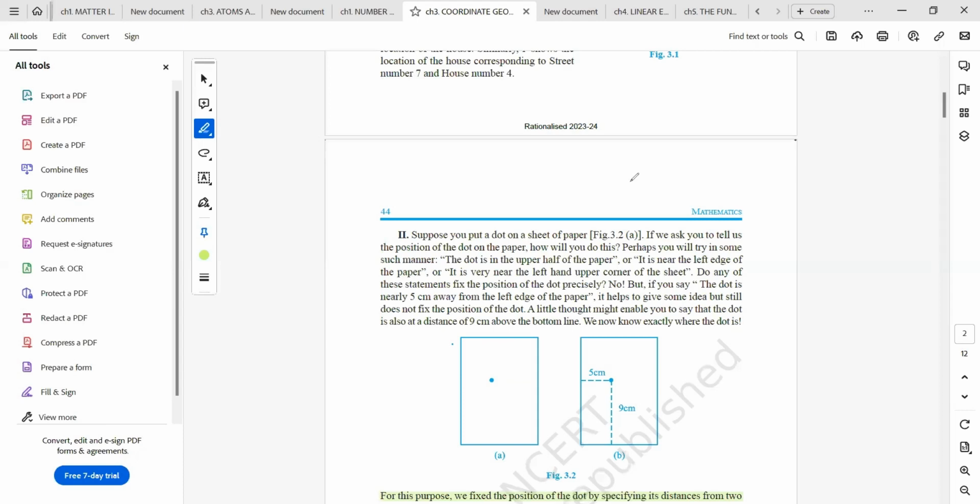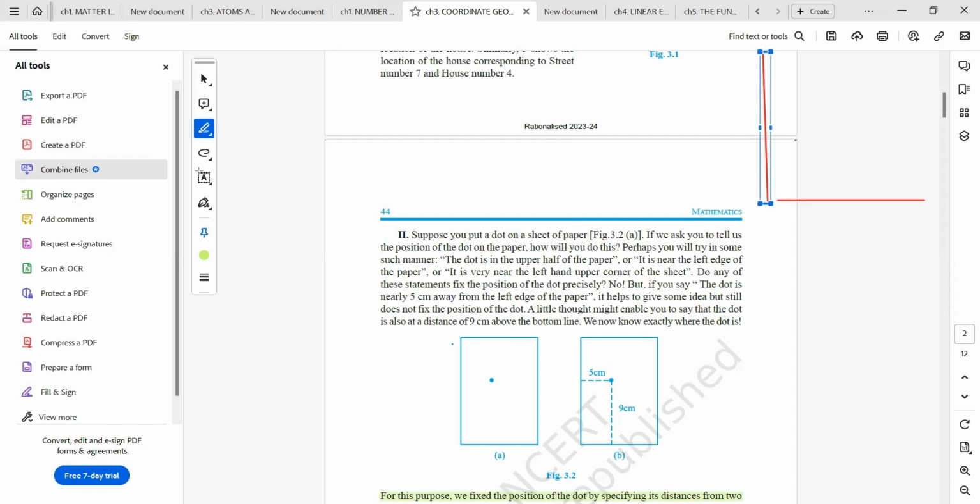Okay. So coordinate geometry is very simple. Only three things you need to remember for it. For this whole chapter, you need to remember only three things. So first of all, we draw the axes. There are two axes. The first axis is the horizontal axis and the second axis is the vertical axis.